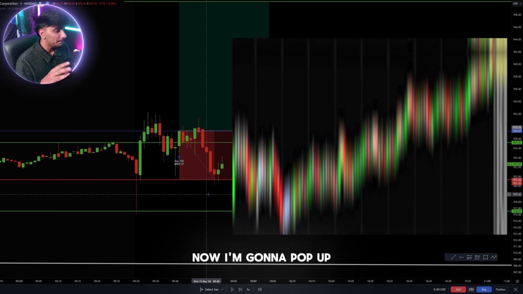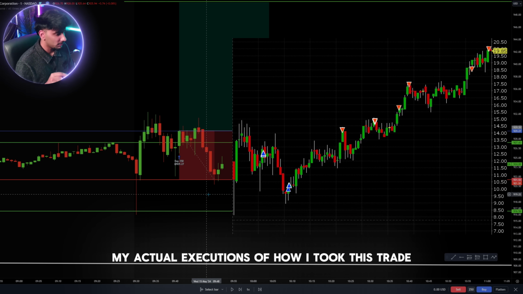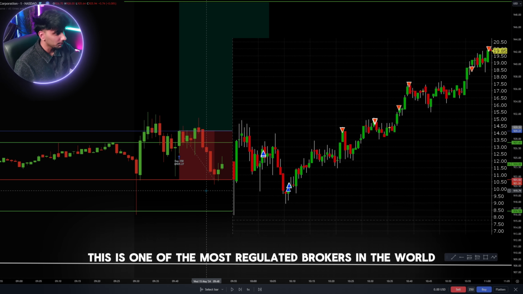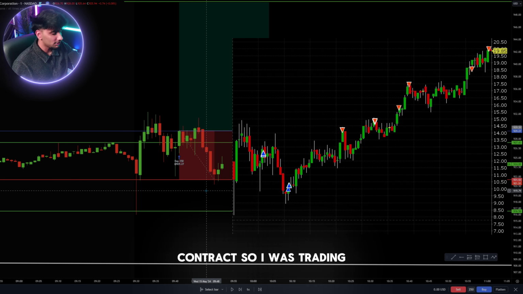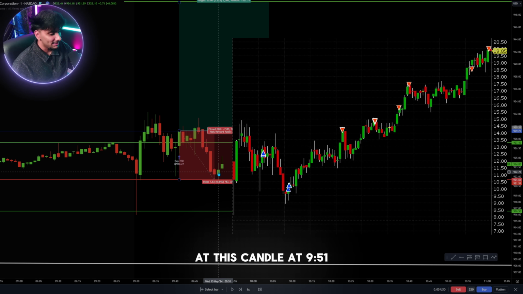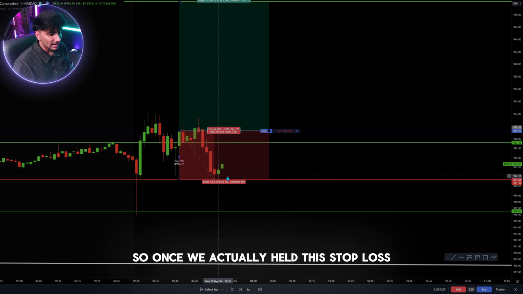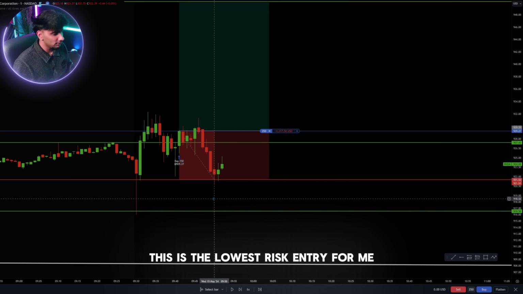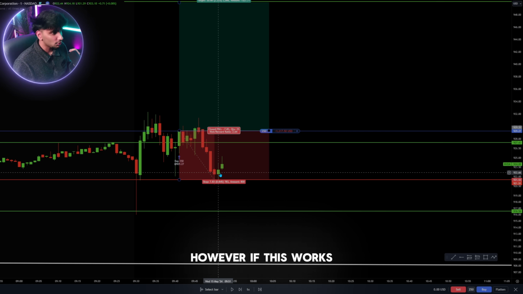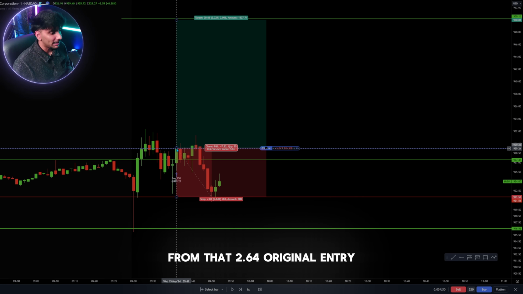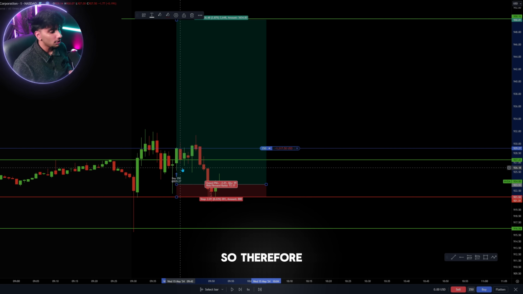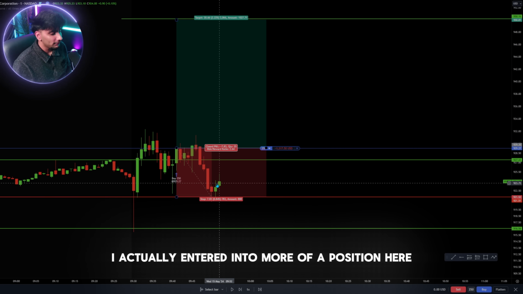Now, I'm going to pop up my actual executions of how I took this trade, and you guys will be able to see in real time. This is IBKR. This is one of the most regulated brokers in the world. You guys can see my actual executions on the options contracts I was trading, and you can see I actually entered into more of a position at this candle at 951. So once we actually held this stop loss, this is the lowest risk entry for me. So of course I want to add more, because if this breaks, I simply get stopped out of the trade. However, if this works, this actually increases my risk to reward from that 2.64 original entry to almost 13.17. So therefore, I actually entered into more of a position here.